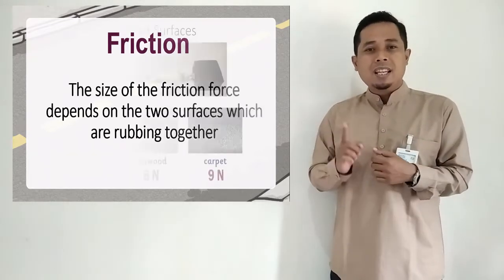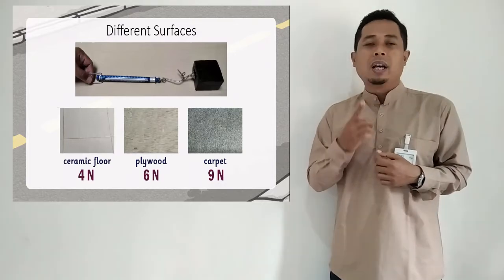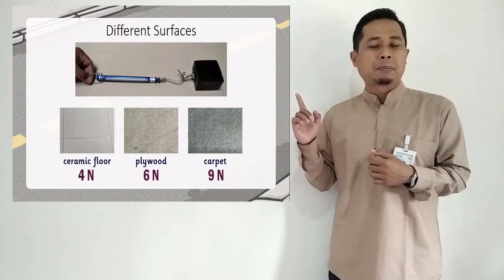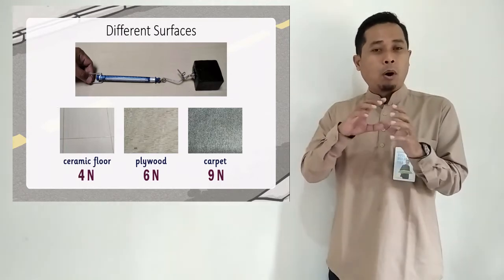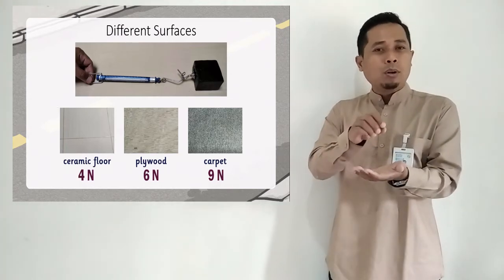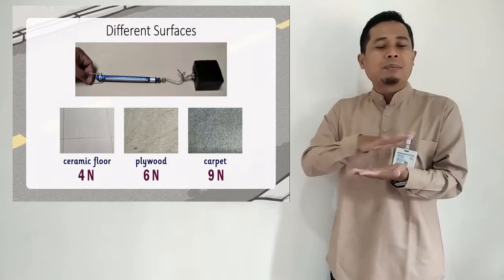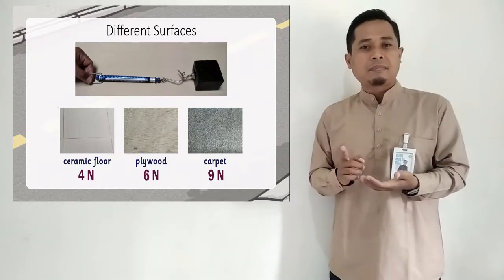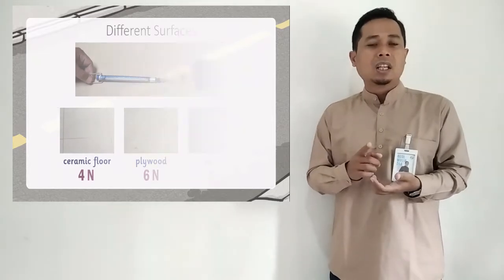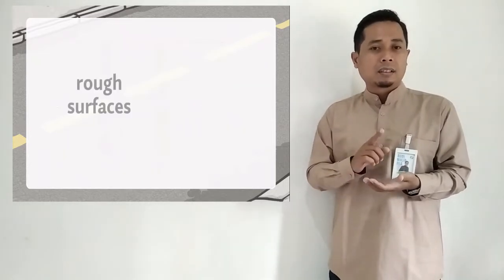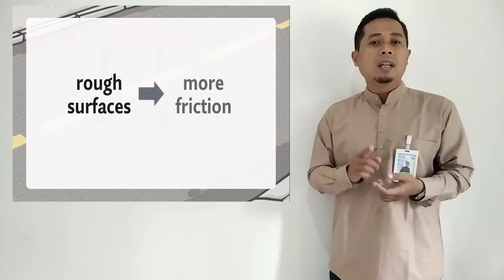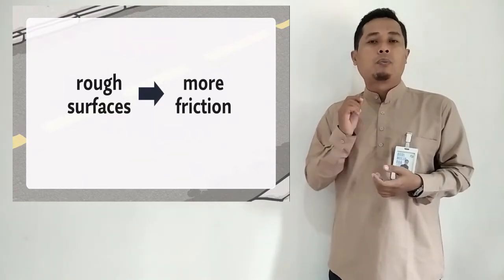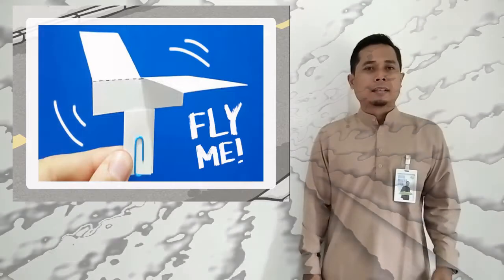And I also had shown you an experiment. This experiment, do you still remember this experiment? There is a box that I pull with force meter in different surfaces, in the ceramic floor, in the plywood, and the carpet. And the result is rougher surfaces will create more friction, so need more forces to move it.